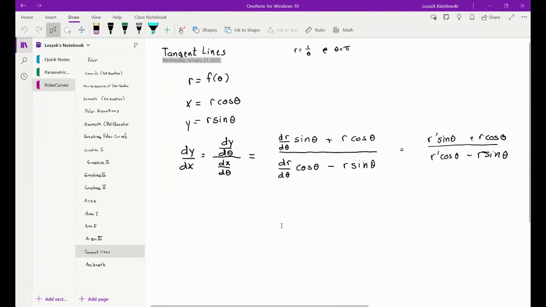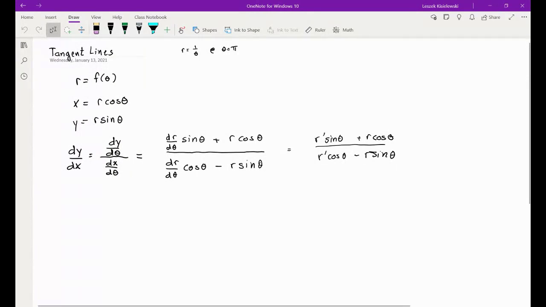So let's actually move on to another topic. Because we have curves, and we're in calculus, a typical problem is to find tangent lines to curves. So we want to do that for polar curves as well.